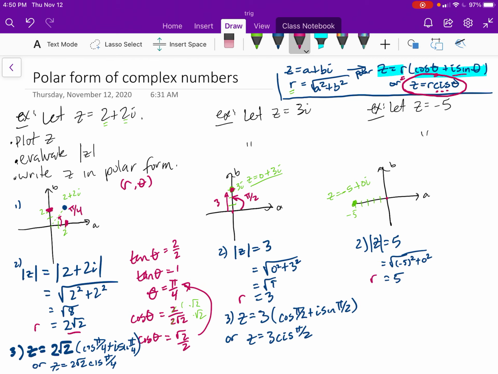Now we need the angle. Well, this is 180 degrees, right? Or pi. So for this one, polar form is r, which is 5, cosine pi plus i sine pi. Notice that even though sine of pi is 0, I still write it in this form. This is polar form. Same thing with the last one. I should have said cosine pi over 2 is 0, but in polar form, we typically still write it. Again, or z equals 5 cis pi.